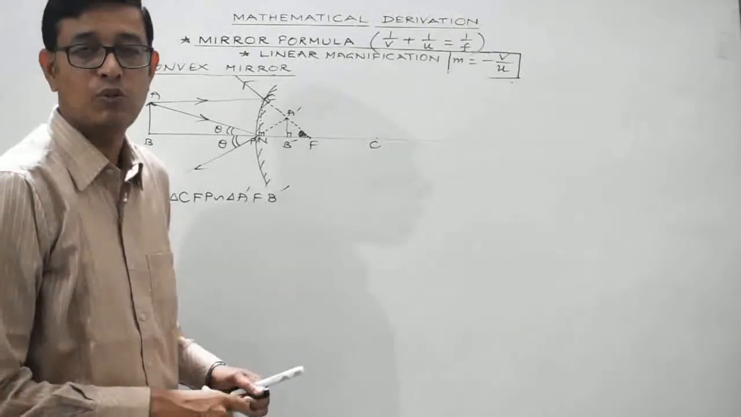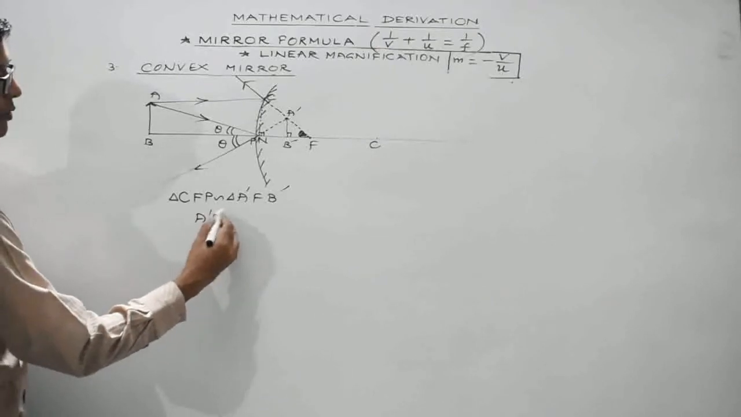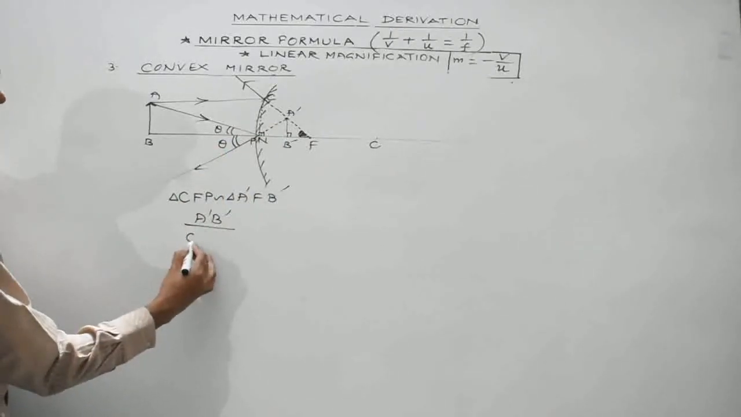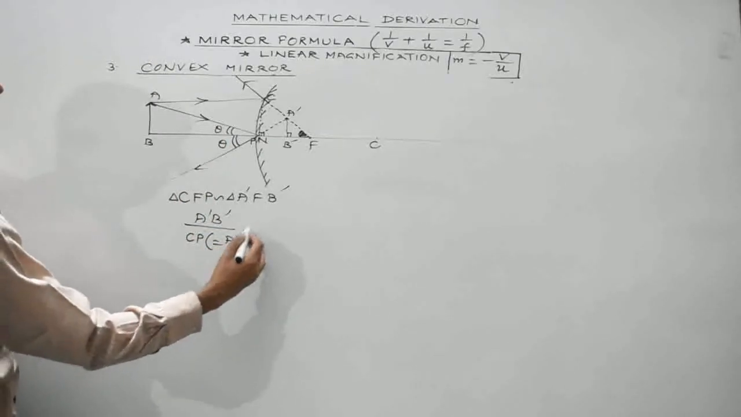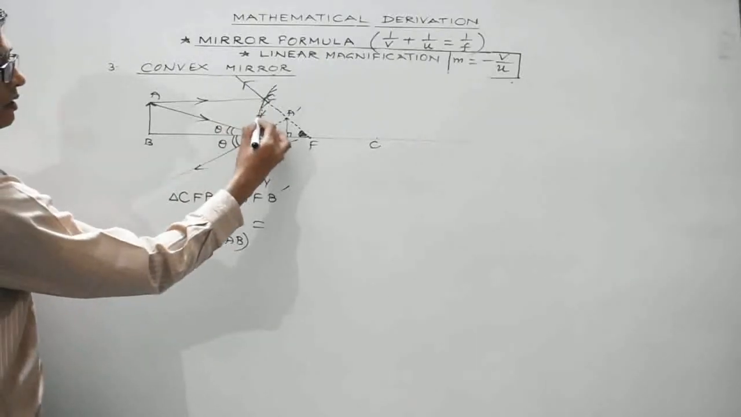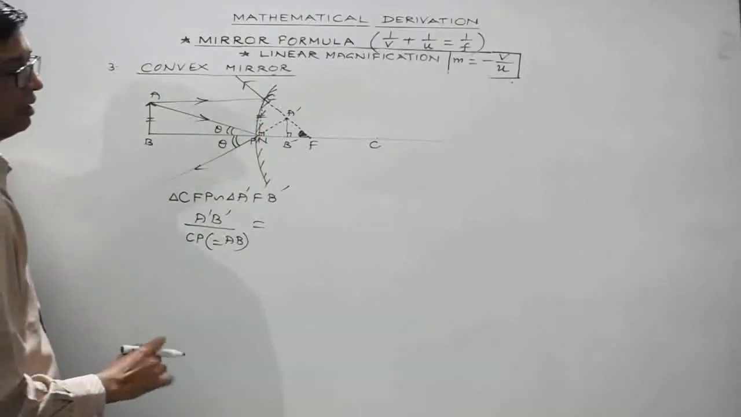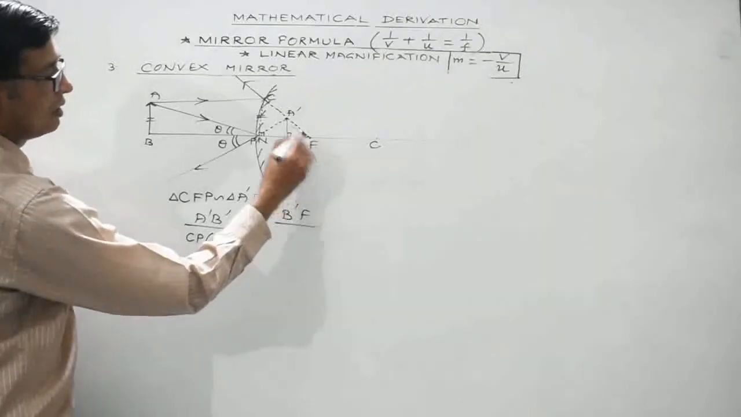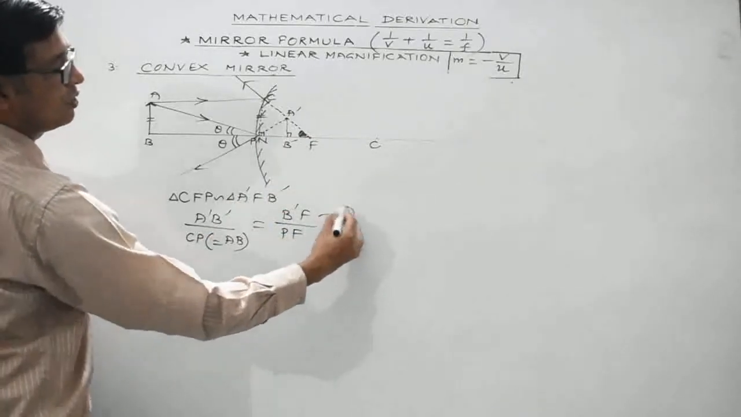Therefore, their corresponding sides must be proportional. Accordingly, we can write A-B', the corresponding side would be CP, and CP will be equal to AB, right? A-B' divided by this, and this side would be equal to this AB. So that is what I have written, CP is equal to AB, and B'F, we are considering the base, and the corresponding side of this bigger triangle would be PF. So put this as equation number 1.